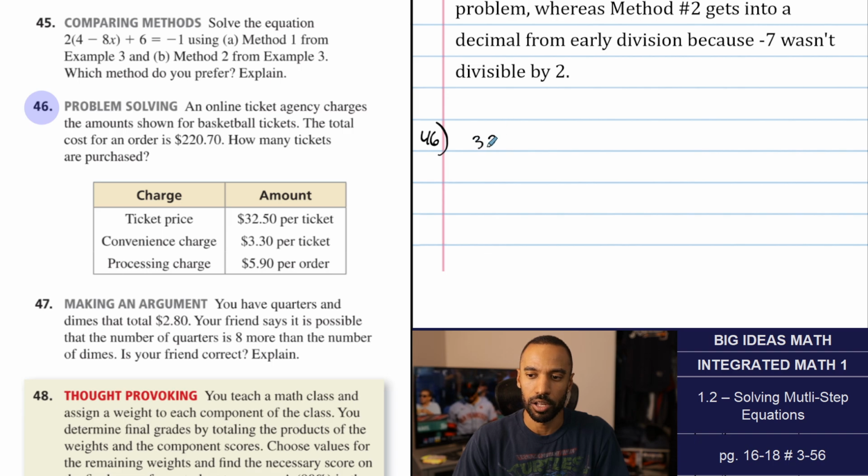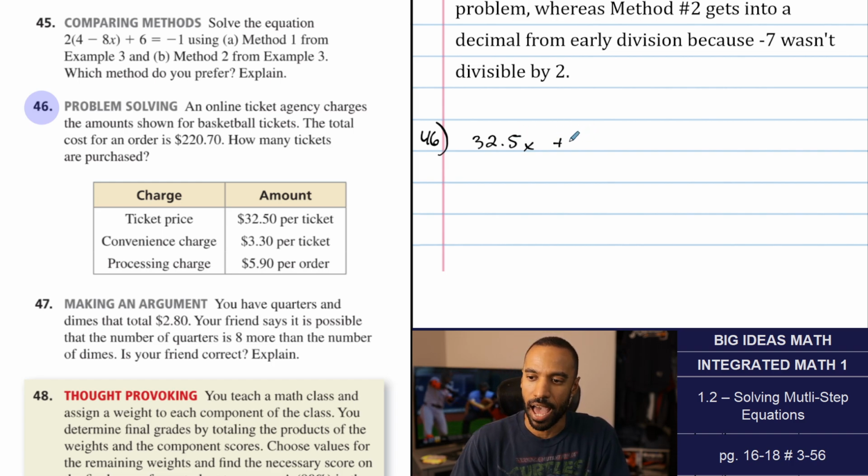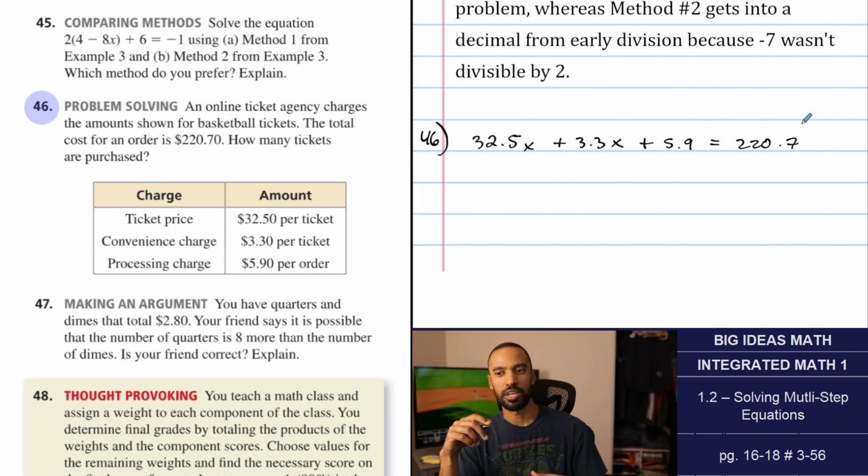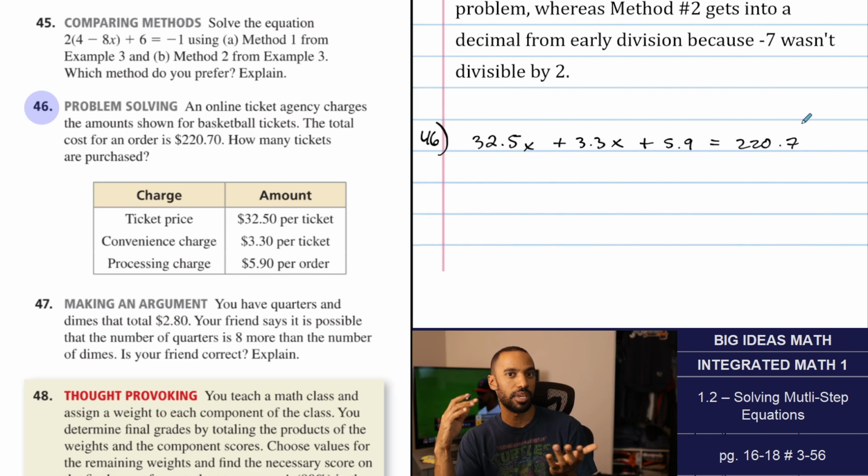So we have $32.50 per ticket times the number of tickets. Notice 50 cents and 0.5 are the same thing. Convenience charge will be added per ticket as well, $3.30 per ticket times the number of tickets. Processing charge is $5.90 per order. We make a single order, so there's the $5.90. And total this equals $220.70.